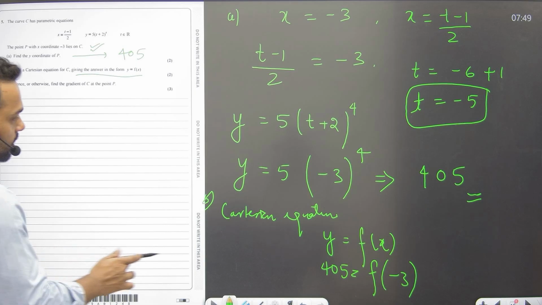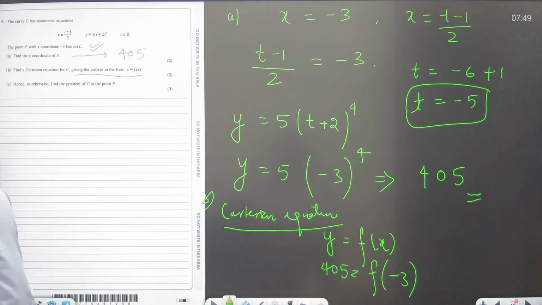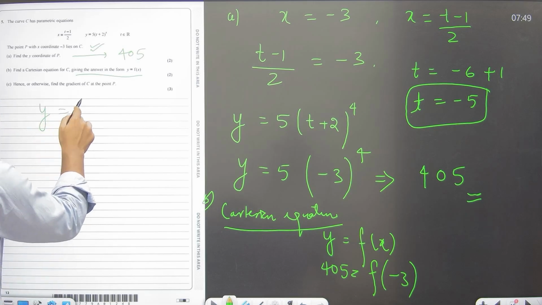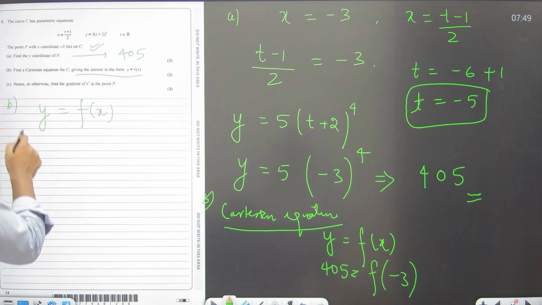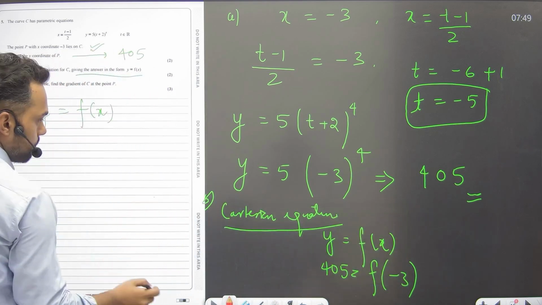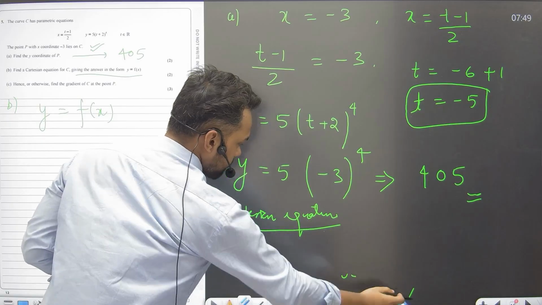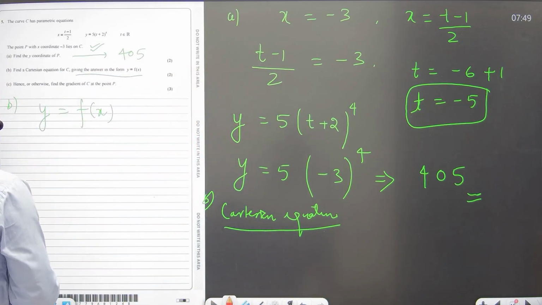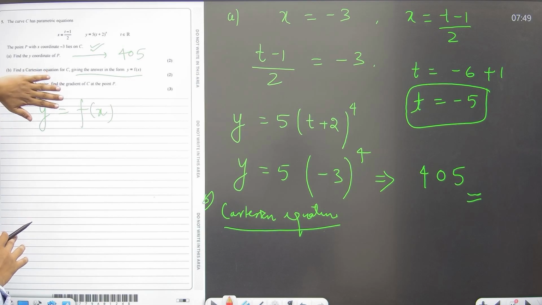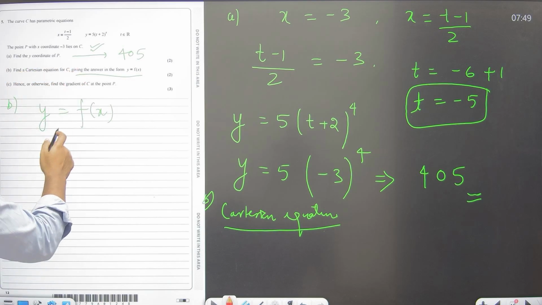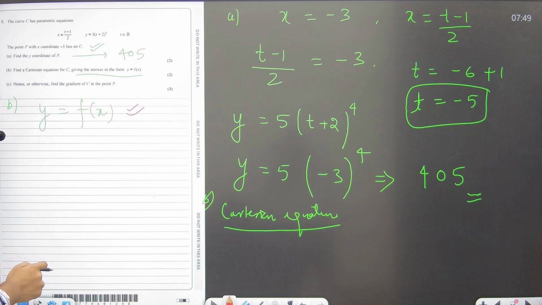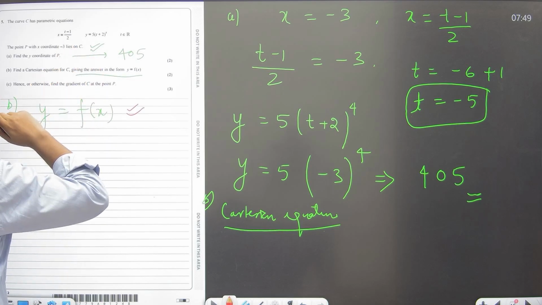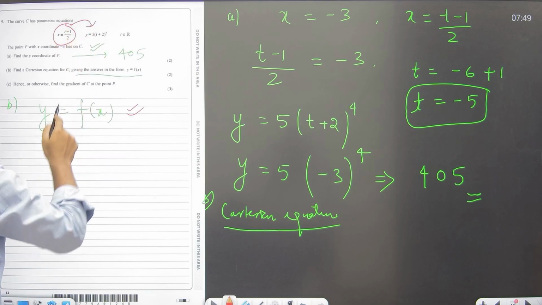Okay, see, they have asked for the Cartesian equation, student. So the y equals f(x) part here, I am doing the second part here, so we need not write this here. In terms of y, we need to get a function of x. So what does it mean actually? We need to plug in the value of x in y. So if we are plugging the value of x in y, what will we get?